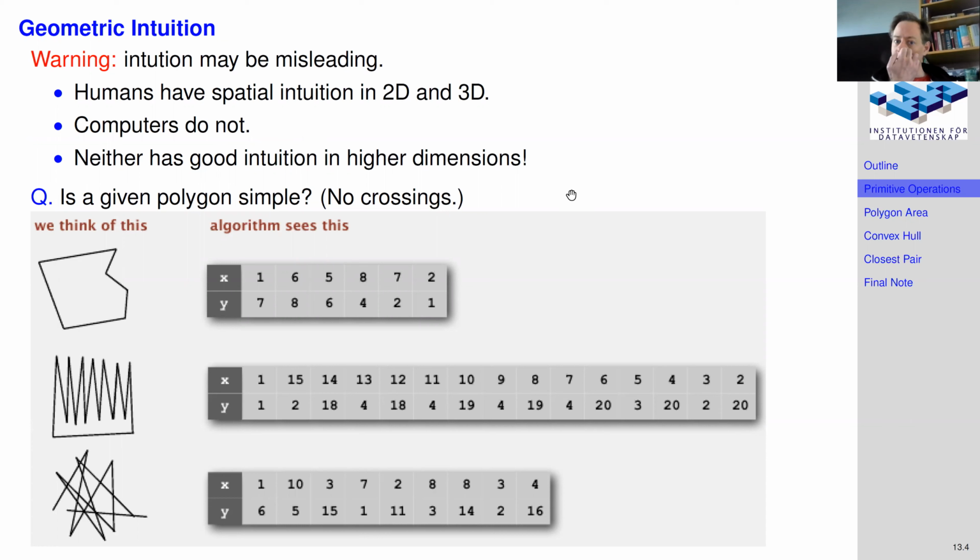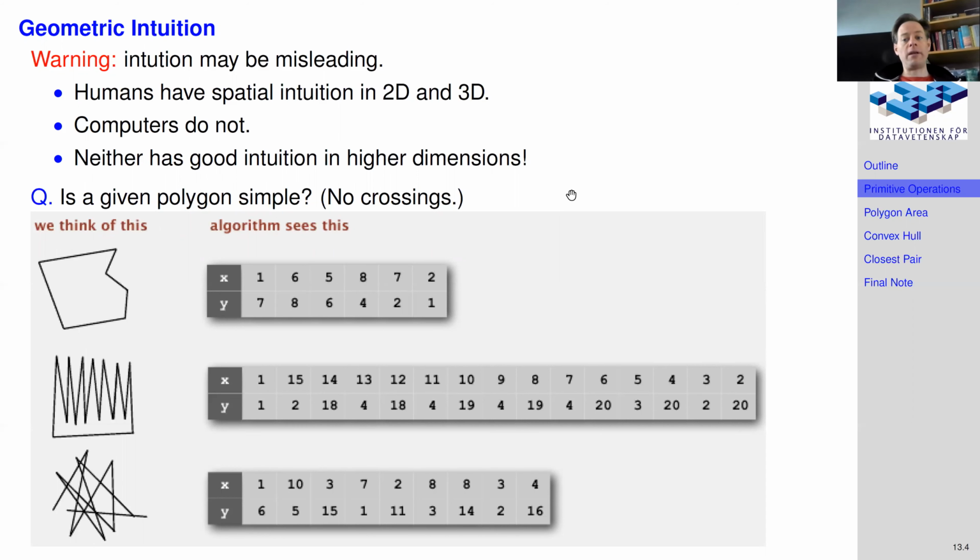So first of all, a bit of a warning. When it comes to computational geometry, people have a pretty good intuition of things in 2 and 3 dimensions. However, that is not the case for a computer. Looking at the examples at the bottom here, we have 3 different geometric shapes. The question is to determine whether one of these is a simple polygon, which means that it has no crossings. From our perspective, through visual inspection, we can very easily see that the first 2 have this property, while the third does not.